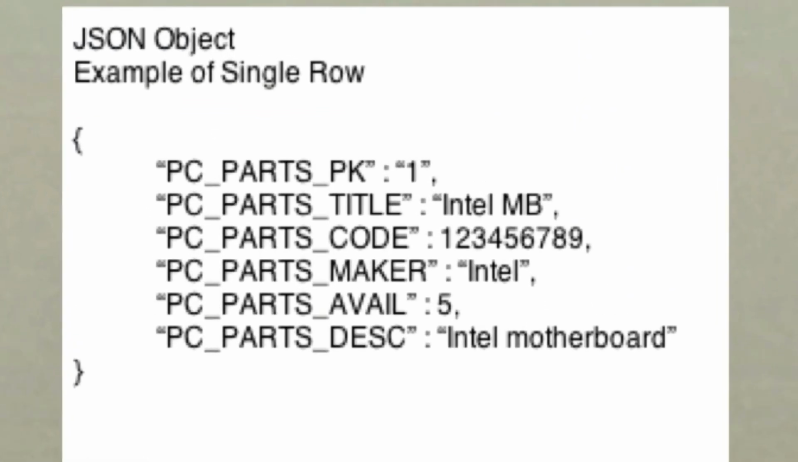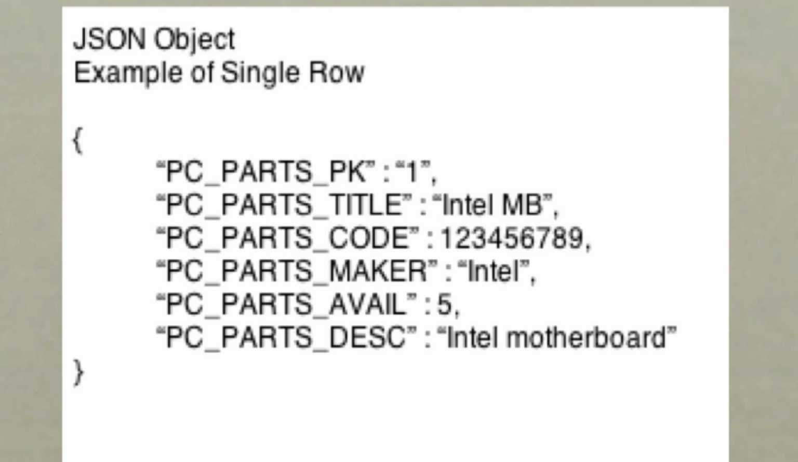So on the left, we have a JSON object. This would represent a row inside our database table. In this case, we have the first row. The title of it is an Intel motherboard. The product code is 1234567. It's made by Intel. We have 5 of them available, and the description says Intel motherboard.